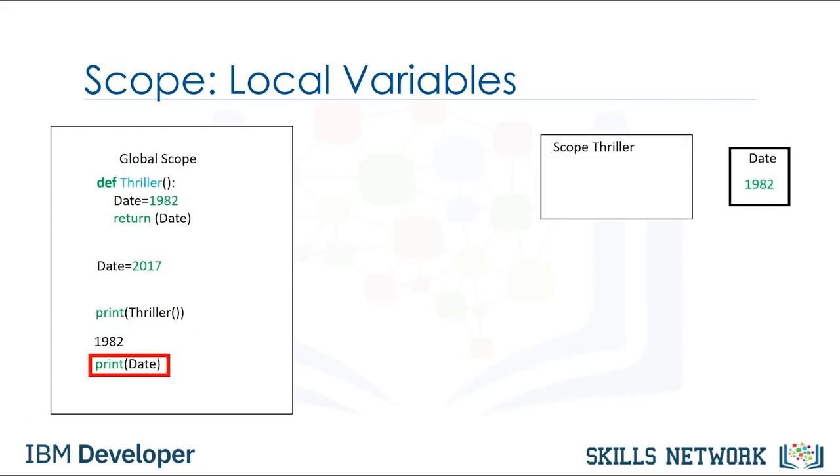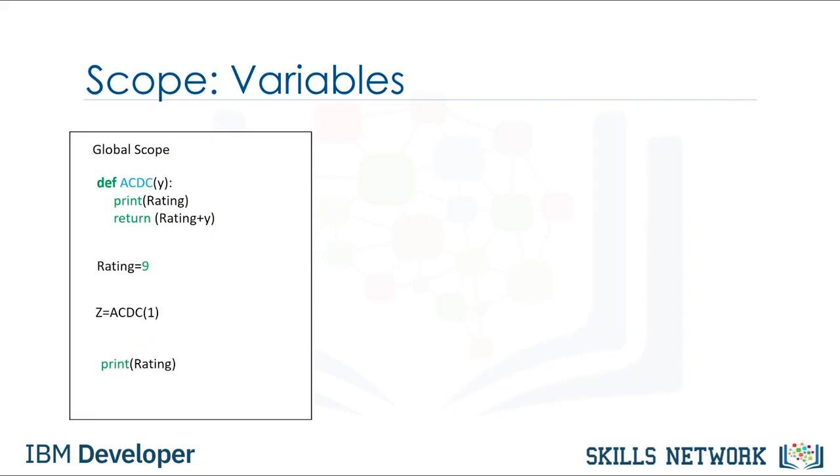When we print in the global scope, we use the global variable value. The global value of the variable is 2017. Therefore, the value is set to 2017. If a variable is not defined within a function, Python will check the global scope.